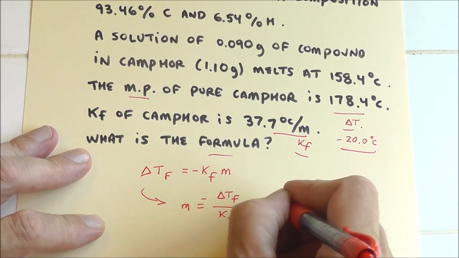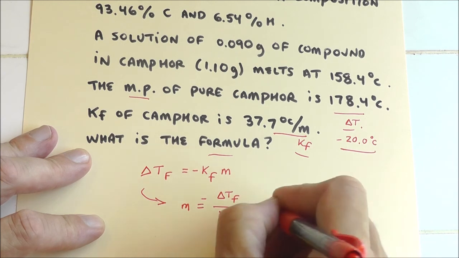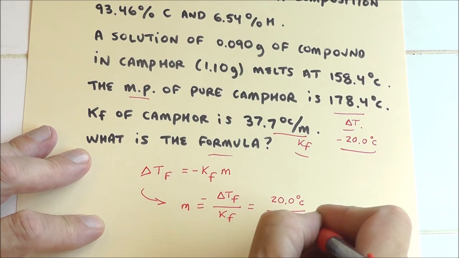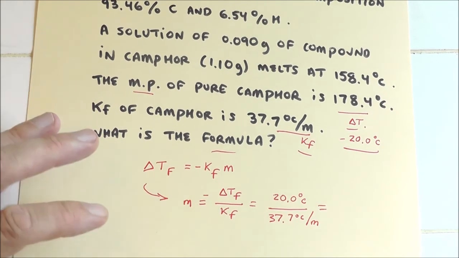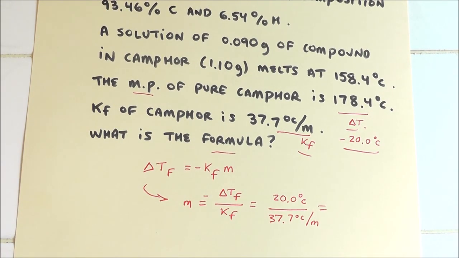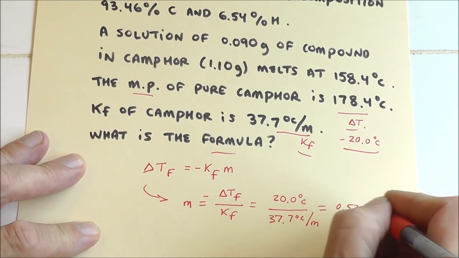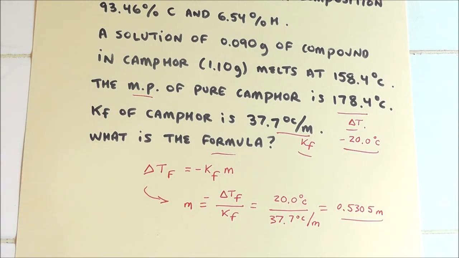But I'm just going to get rid of it because molality can't be negative anyhow. So I'm going to go 20 degrees C divided by 37.7 degrees C per molality unit. The degrees C cancel, and I have units of molality, 1 over molality. Now here's the trick. You got to remember what molality means. 0.5305. So let's reflect on that. Now I know what the molality of that solution is.